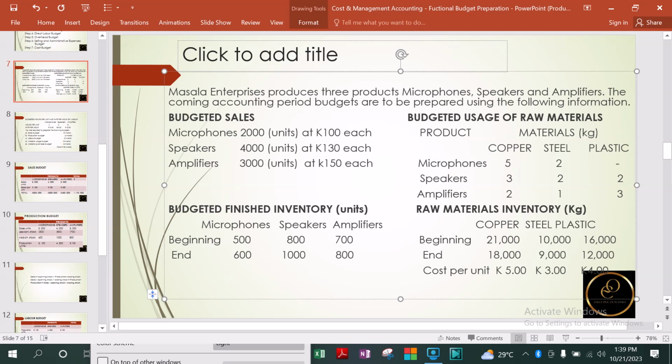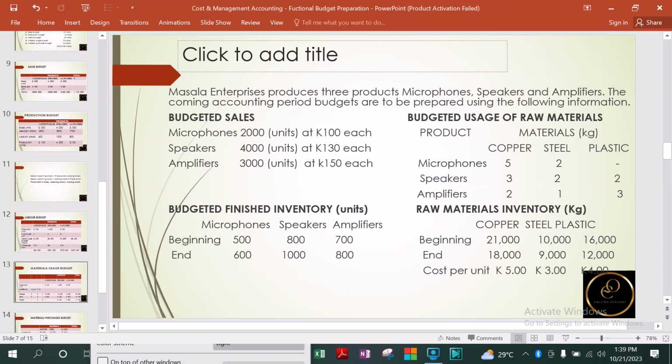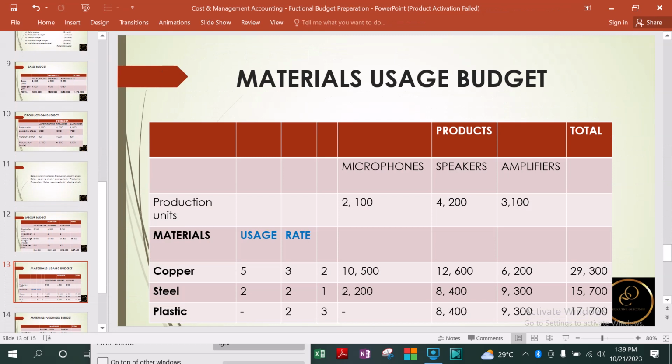So for microphone, one microphone will require 5 kg of copper. It will require 2 kg of steel, and it will require no plastics. So that's what we are given. So we need to realign this one to reflect the rate of usage of materials. So when you come to the budget, you come up with a usage rate.